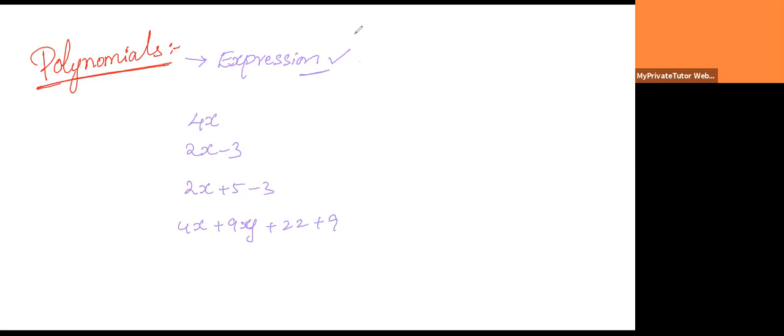If we have one term, then it is called a monomial. I'm talking about the types of polynomials. Monomial here. If we have two terms, then it is called a binomial.